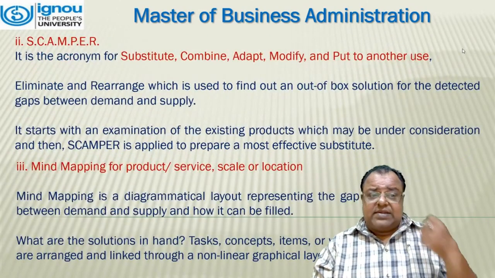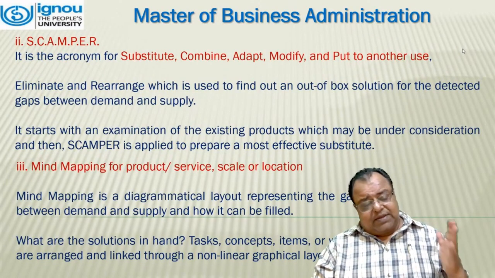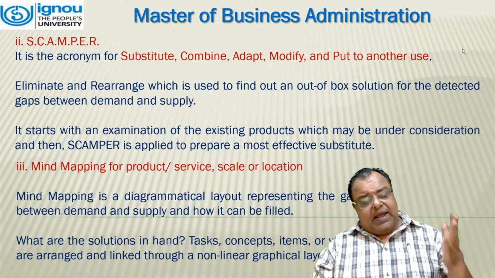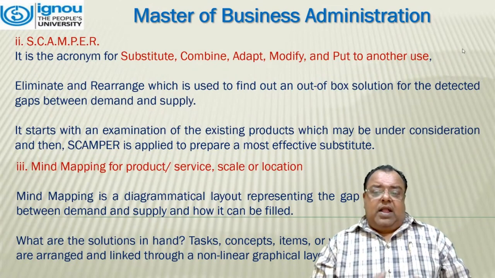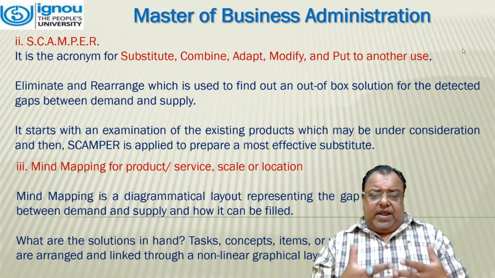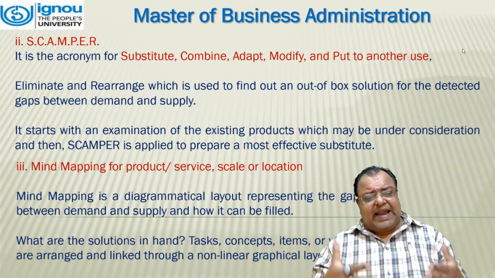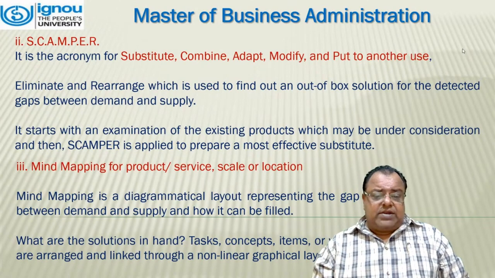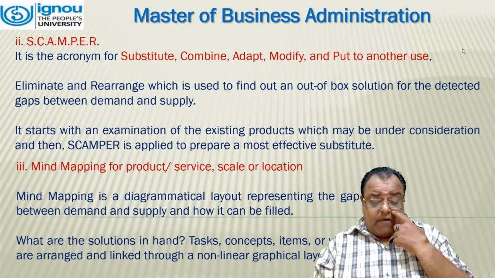Then comes SCAMPER. That stands for substitute, combine, adapt, modify, put to other use, eliminate and rearrange, which is used to find out out-of-the-box solutions for the detected gaps between the demand and supply. It starts with examination of the existing products, which may be under consideration, and then SCAMPER is applied to prepare a most effective substitute.